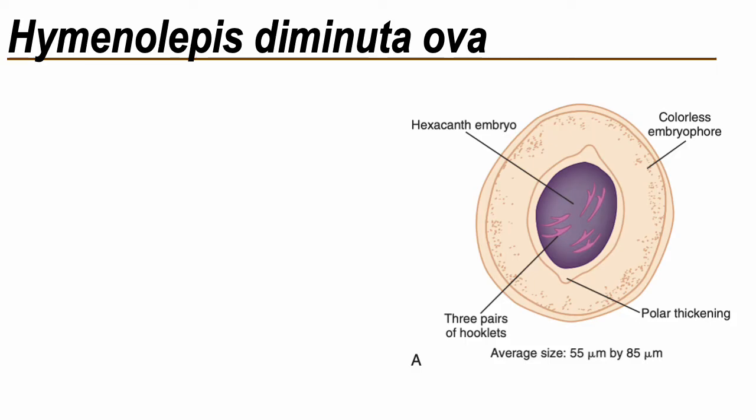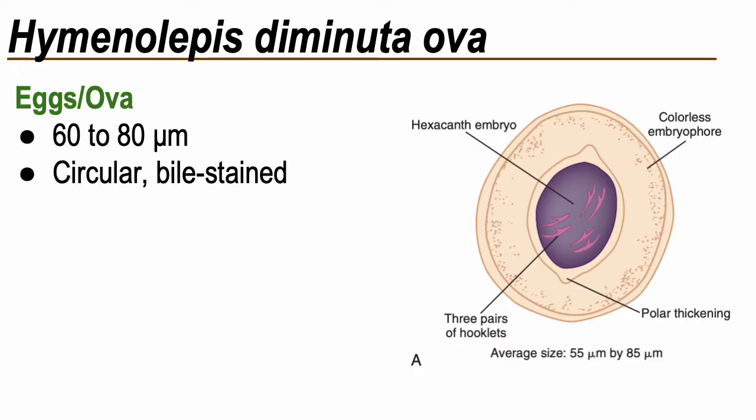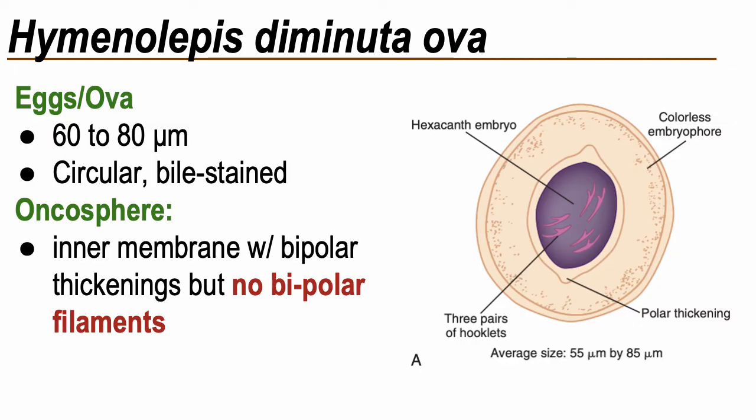Before we go through the pathology of Hymenolepis diminuta, let's first talk about the difference of their ova from the similar species Hymenolepis nana. For Hymenolepis diminuta, the eggs are larger at around 60 to 80 micrometers and are circular and bile stained in color. The oncosphere or the embryo has an inner membrane with bipolar thickenings, but remember this, it has no bipolar filaments compared to H. nana.